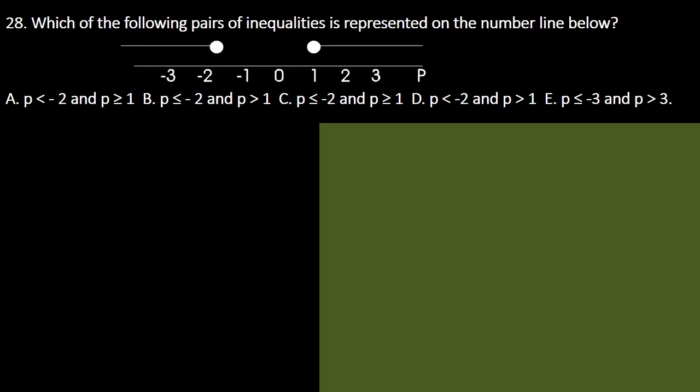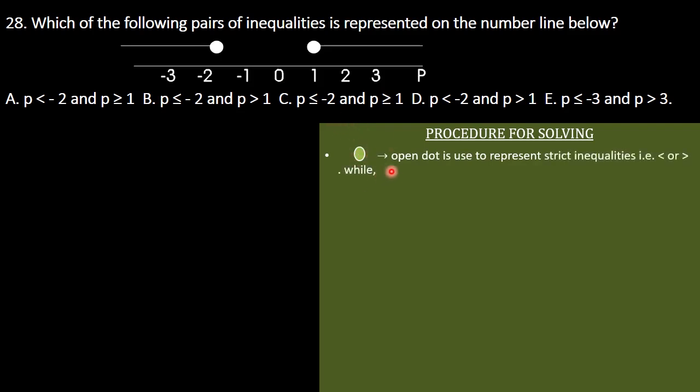Question 28. Which of the following pairs of inequalities is represented on the number line below? Here is our number line. Let's check the procedure for solving this. This type of dot is known as an open dot. An open dot is used to represent strict inequalities, that is, less than or greater than. While this dot is called a thick dot, it represents weak inequality, that is, less than or equal to or greater than or equal to.